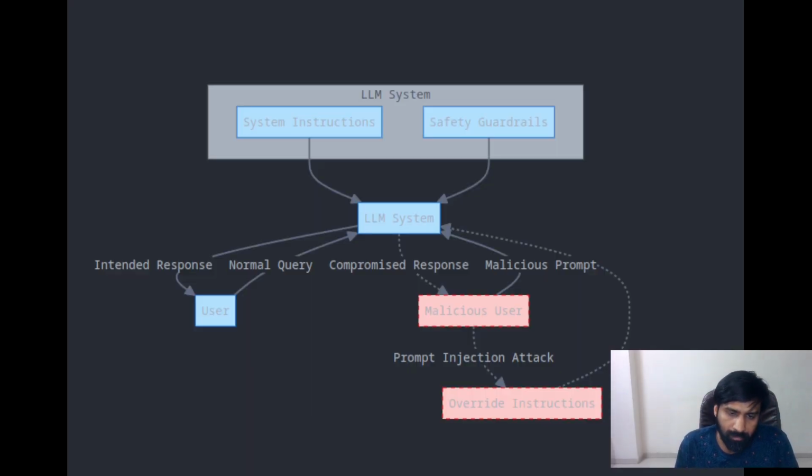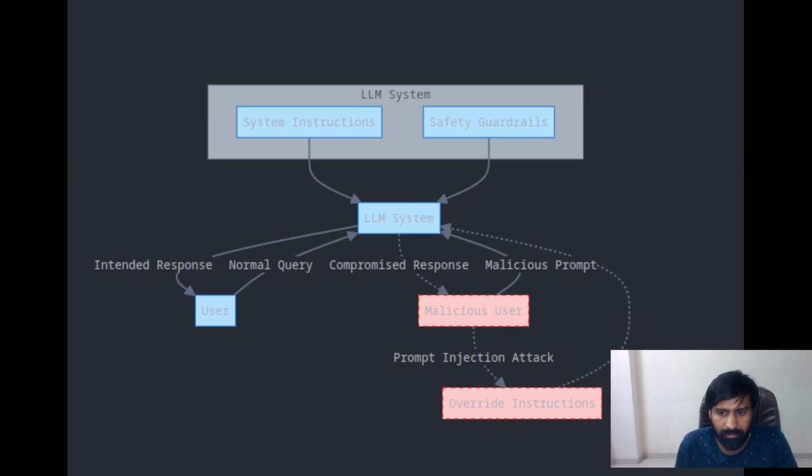So in general, how does an LLM work? Let's say a user is there. You have given a system instruction to the LLM, and then there are some safety guardrails. The user sends a normal query to the LLM and the LLM gives the response. This is the intended behavior.